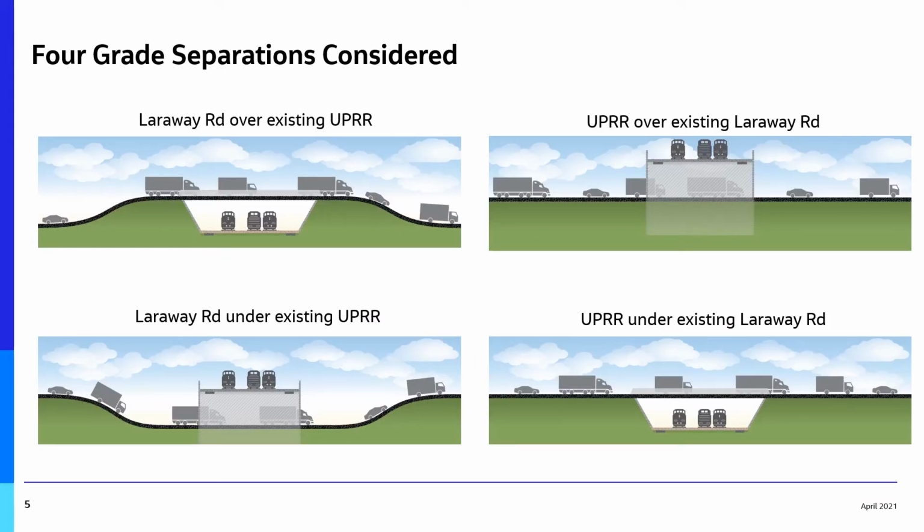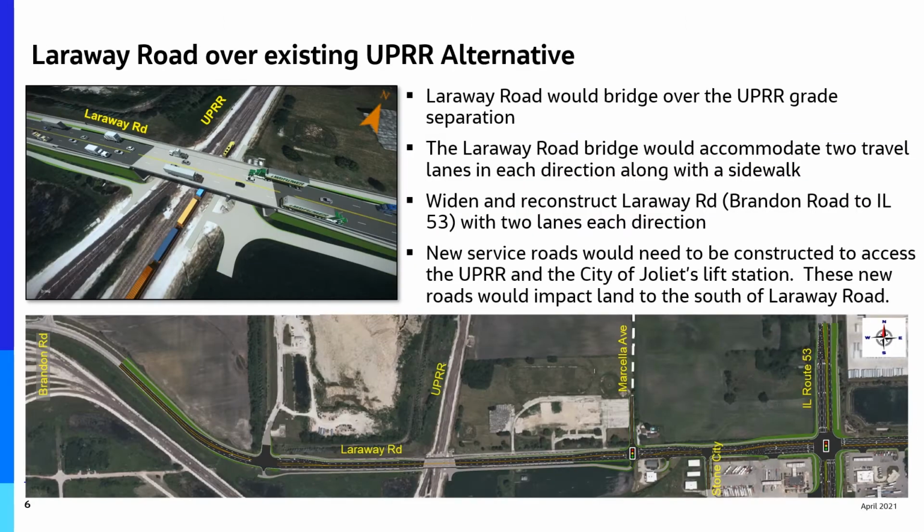This slide provides another perspective of the 4 grade separations. The left side shows options to change the elevation of Laraway Road to go over or under the railroad. On the right side are options to change the elevation of the railroad to go over or under Laraway Road. We will now look at each one of the grade crossing alternatives separately.